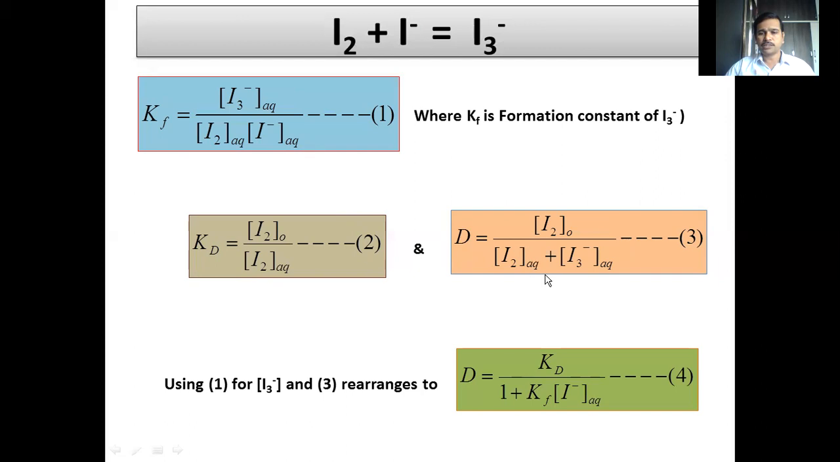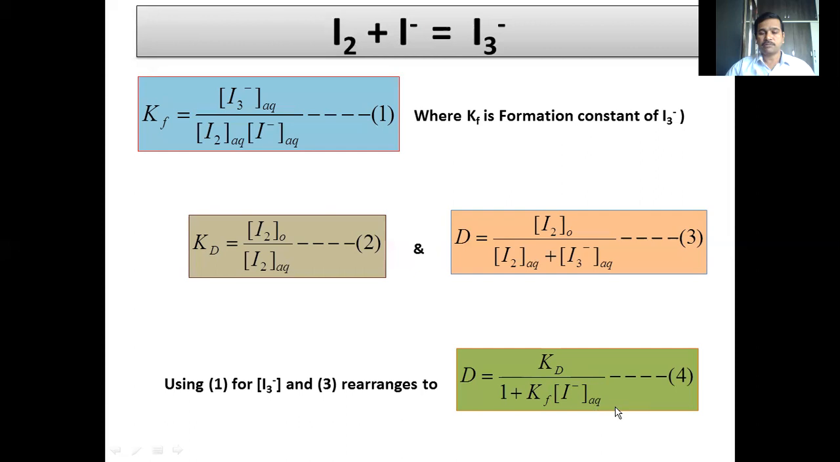If you take I2 concentration in the aqueous layer as a common factor, I2 concentration in the aqueous layer into 1 plus Kf into iodide concentration, you will get... So you have now D is equal to I2 concentration in the organic layer divided by I2 concentration in the aqueous layer into 1 plus Kf into I minus concentration. I2 concentration in the organic layer divided by I2 concentration in the aqueous layer, you will get Kd. From this, you will get Kd. So D is equal to Kd divided by 1 plus Kf into iodide concentration.